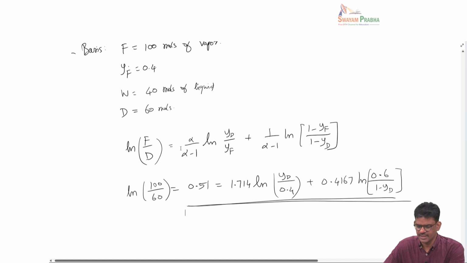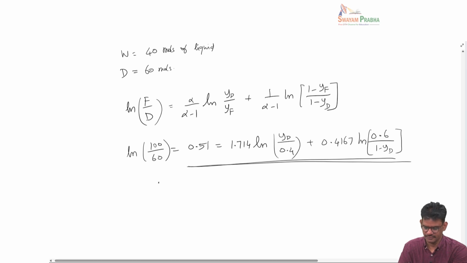So once you substitute alpha, alpha minus 1, all the prefactors and all the knowns, you see that on the right hand side the only unknown is the composition YD, and on the left hand side you know. So again, using a trial and error approach, you solve this equation and then you will get YD. This is about 0.5.